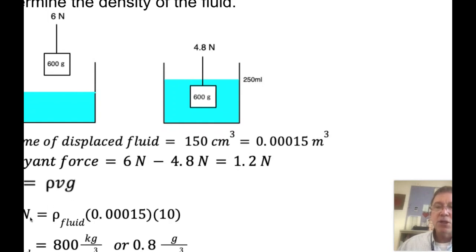I say 1.2 newtons of upward force is equal to the density of fluid times the volume of the fluid in cubic meters times the gravitational field strength g. And what I find is I get 800 kilograms per cubic meter, or if I want to divide that by 1,000 to put it in terms of what we often use for talking about substances, grams per cubic centimeter, it'd be 0.8.